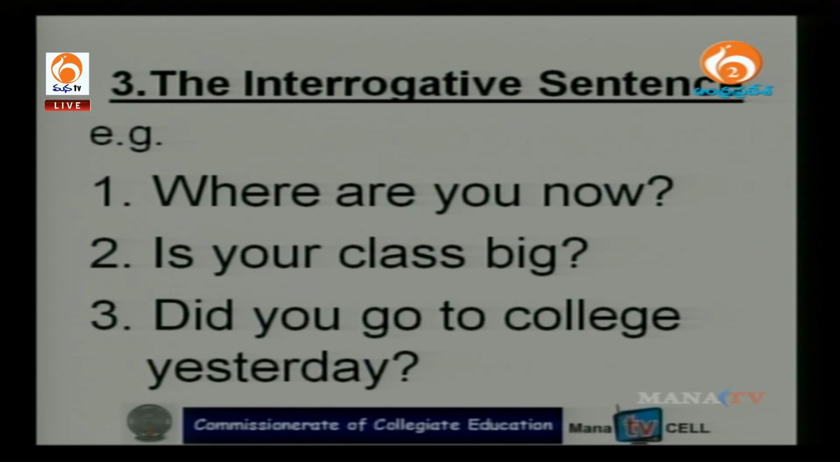The second one is starting with an auxiliary verb. Is your class big? Is is a verb, and the third one is also an auxiliary verb. Did you go to college yesterday? So, like this there are some kinds of interrogative sentences.